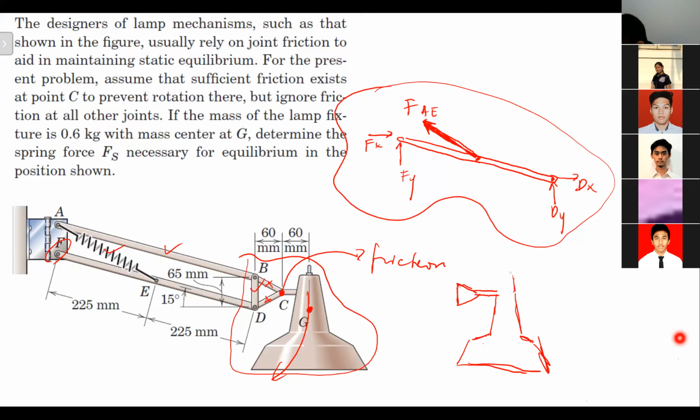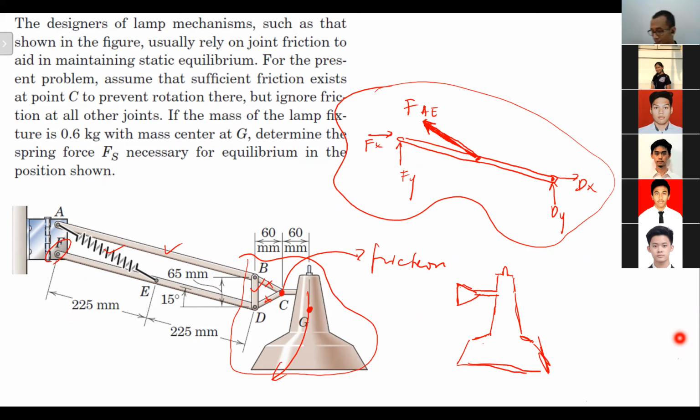So I will draw the lamp and some of the members there. Sir, are AB and BC two different members? Oh, no. AB and BC are two separate members. There is a slight angle there, so it's two separate members. Okay, Matthew.